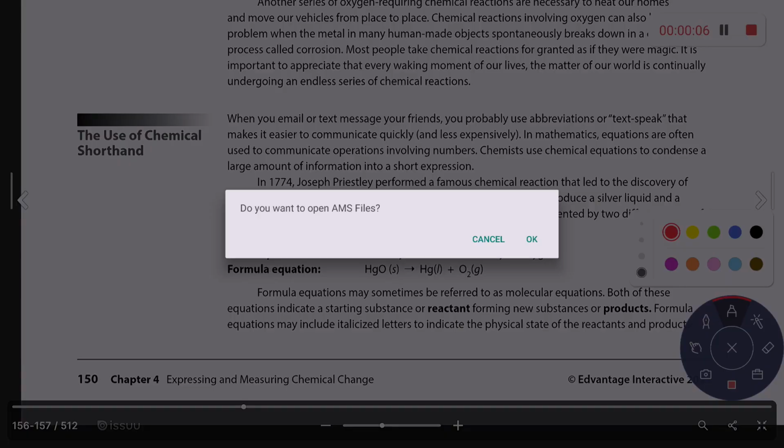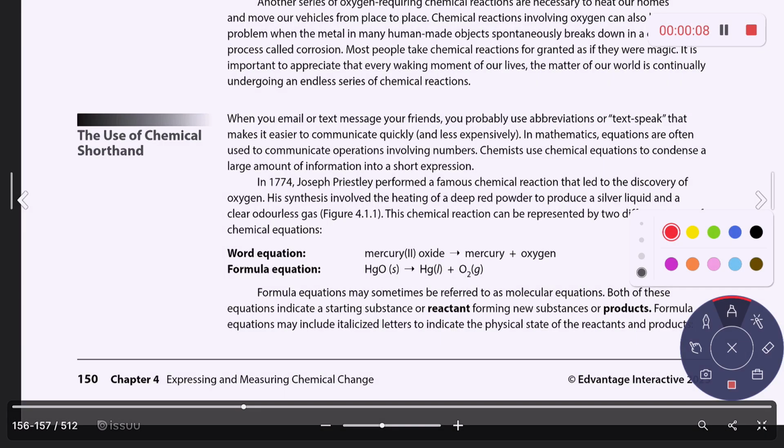We're going to take a look at writing word equations and balancing chemical equations today, okay? So let's go over a couple of things. In the late 1700s, Joseph Priestley performed a chemical reaction that led to the discovery of oxygen.